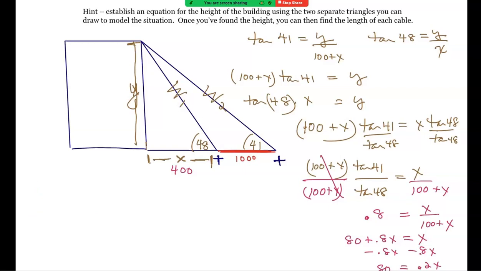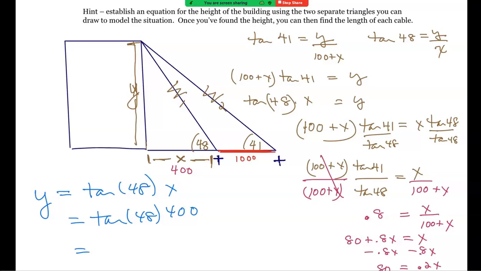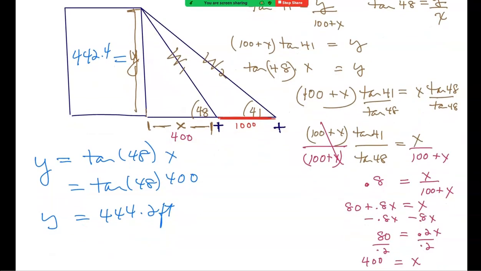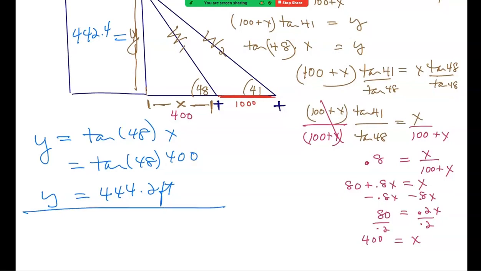Isn't it true that y equals tan 48 times x? Now I know that x is 400. So my y is going to be 444.2 feet. So this building is 442.4 feet tall.